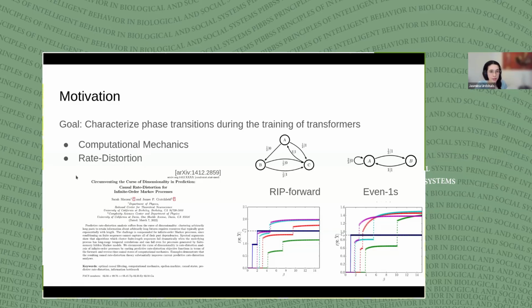They are combined in a work from some years ago from Sarah Marzen and James Crutchfield in a single framework called causal rate distortion, which I'll be explaining in more detail in the upcoming slides, but I would like to take some time here to just give the high-level idea of this framework.